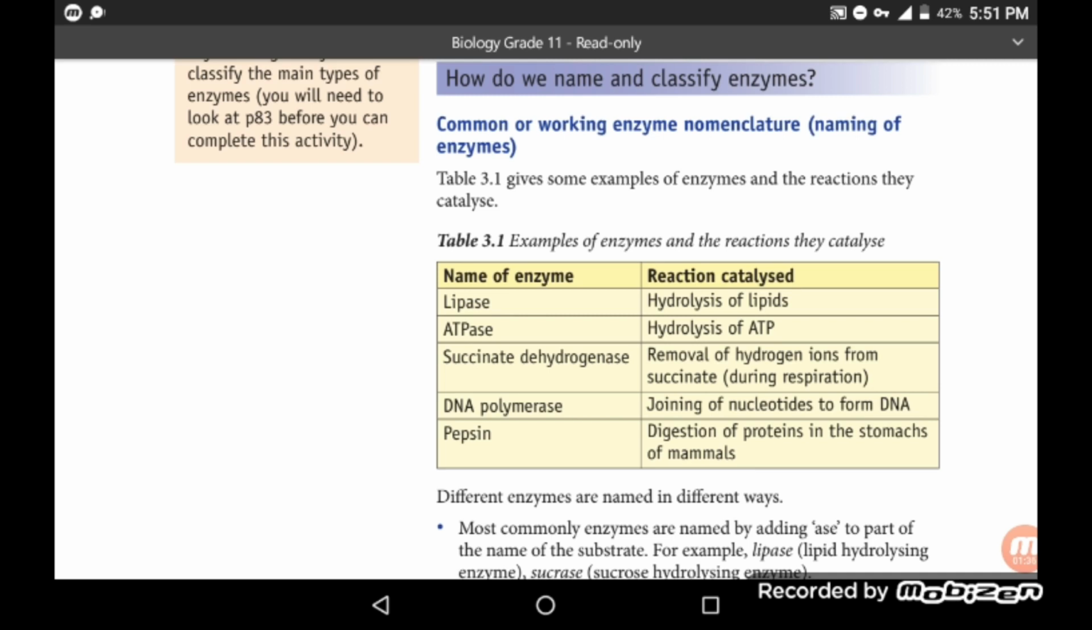Table 3.1 gives some examples of enzymes and the reactions they catalyze, or the reactions they speed up. We can describe that in many ways.